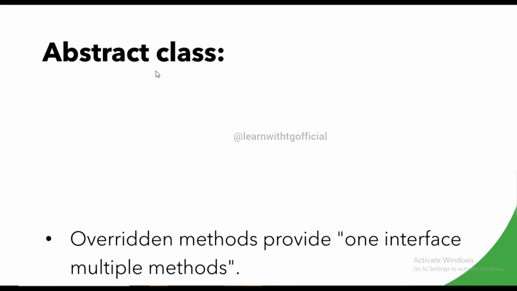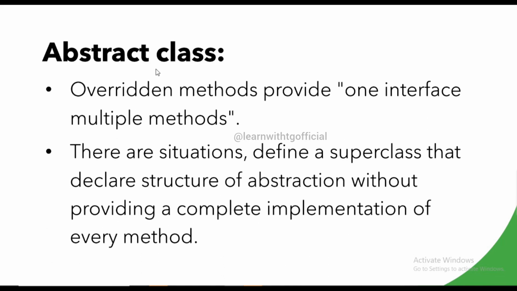Abstract class. Overriding methods provide the concept of one interface, multiple methods. There are situations in which we want to define a superclass that declares the structure of a given abstraction without providing a complete implementation of every method.